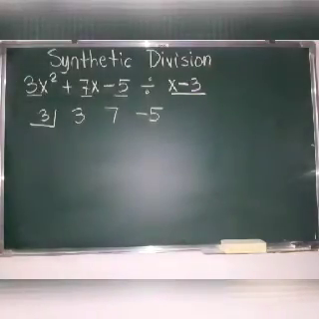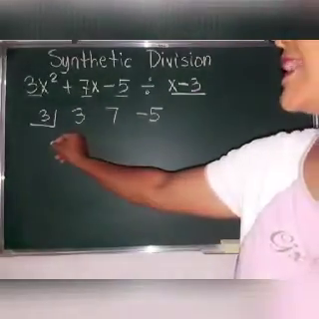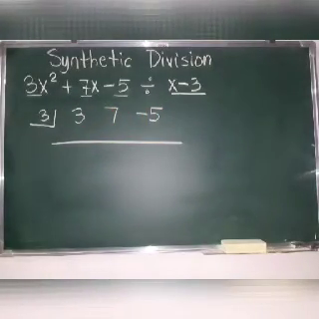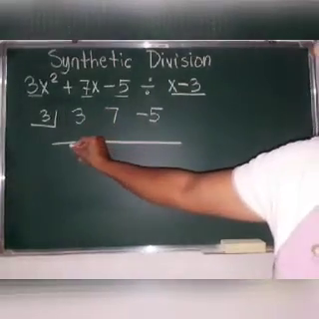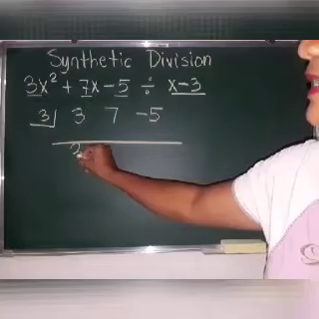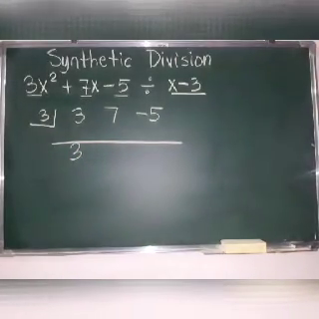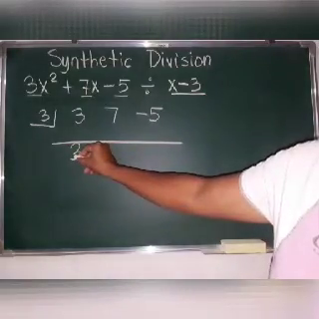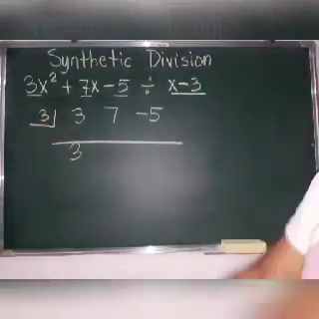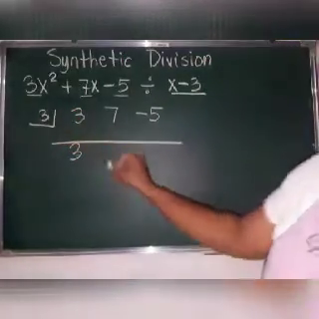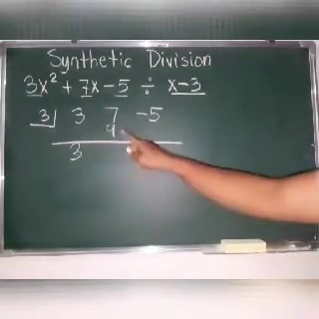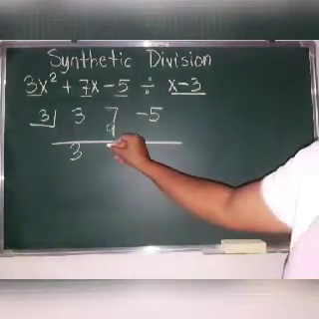Okay? Opposite sign. Then next, maglalagay tayo ng line. Maglilid tayo ng space dito kasi dito natin ilalagay yung imumultiply natin mamaya. Then next, bring down 3. The first number will always be the first number that we will bring down. And then multiply the number that we bring down to our divisor. So 3 times 3, we have 9. Dito natin ilalagay. And then, 9 plus 7, we have 16.